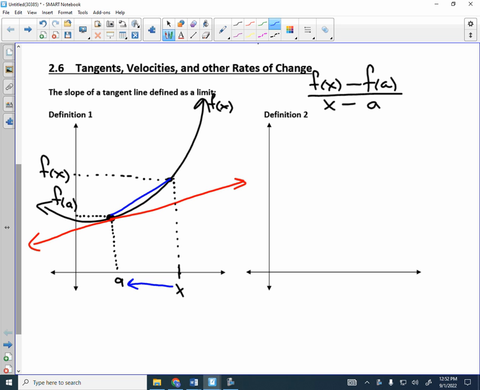How do we say that mathematically? That's the whole point of everything that we just did. We say the limit as x approaches A of that is equal to the slope. We now have a formalized definition of the instantaneous rate of change, or the slope of a line tangent to a curve at a given point. You already know how to do this. We are defining a way for you to understand.